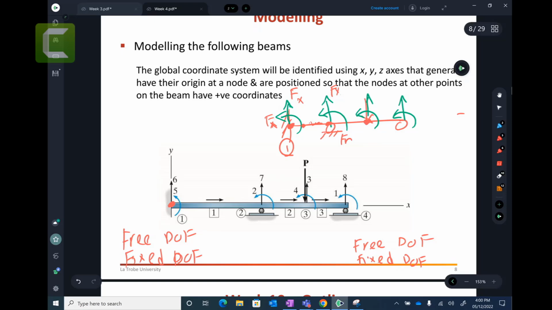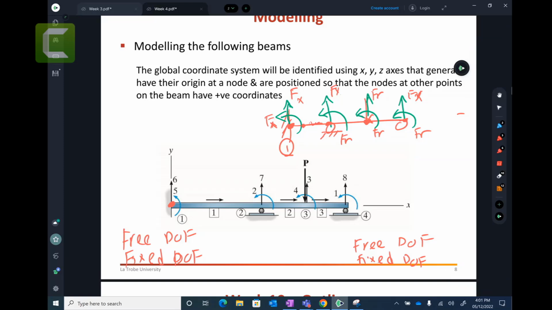This point here has no support. It can freely rotate and freely displace. So this is free and this one is free. So they have 2 free degrees of freedom. Similarly here, this point cannot go up and down, so this one would be fixed, but this one would be free. Do you understand these ones, right?